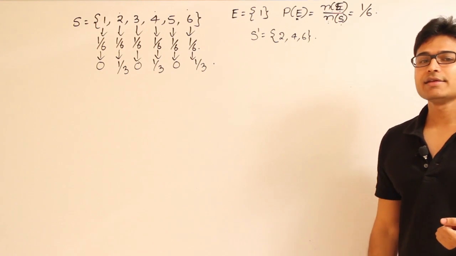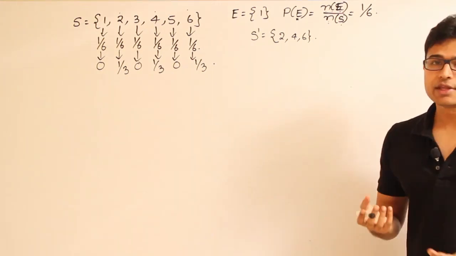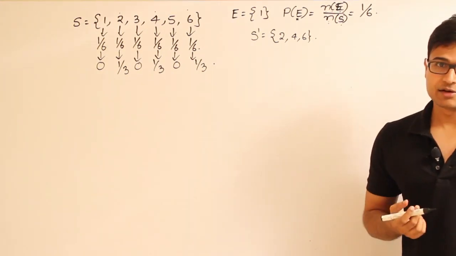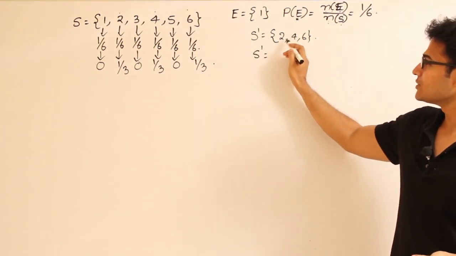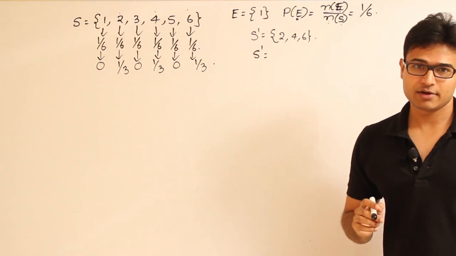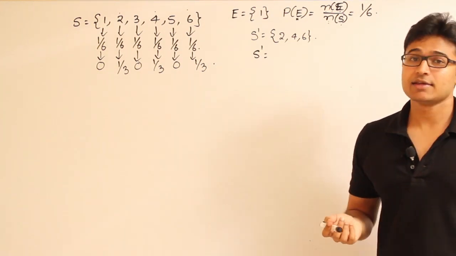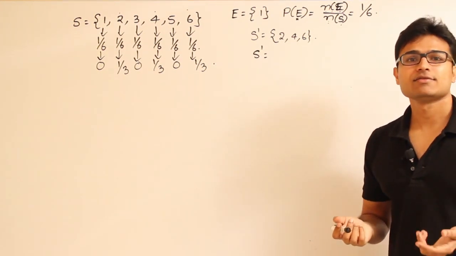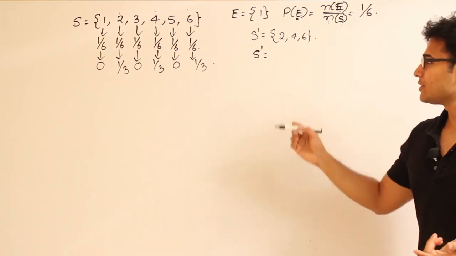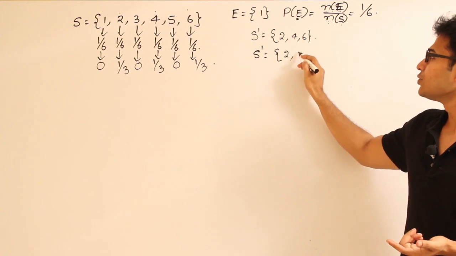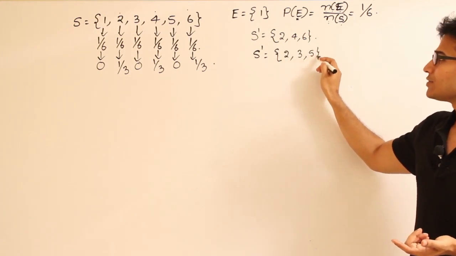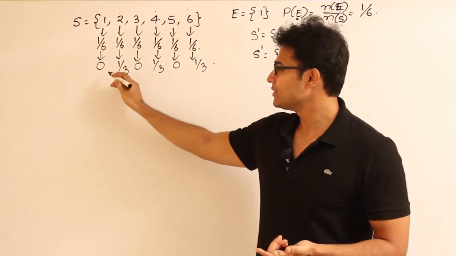Got it? Let us say instead of this, if it is known that a prime number has occurred, then what will be our new sample space? Let's say instead of this even number, someone has rolled the die and they said that the output is one of these prime numbers. Then what is our new sample space? Our new sample space is going to be either 2 or 3 or 5. So in this case, how will the probabilities change?